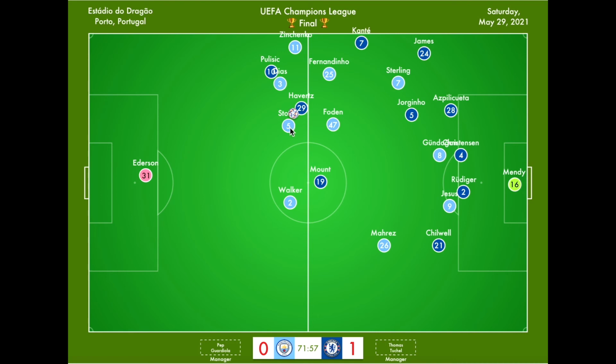And so with Stones and Havertz, everybody is coming in this direction, Diaz as well, but he's now basically been left in Pulisic's wake, and Havertz comes into this area, siphons off the ball over to Christian Pulisic here, and then he takes the ball and starts going at Ederson's goal.